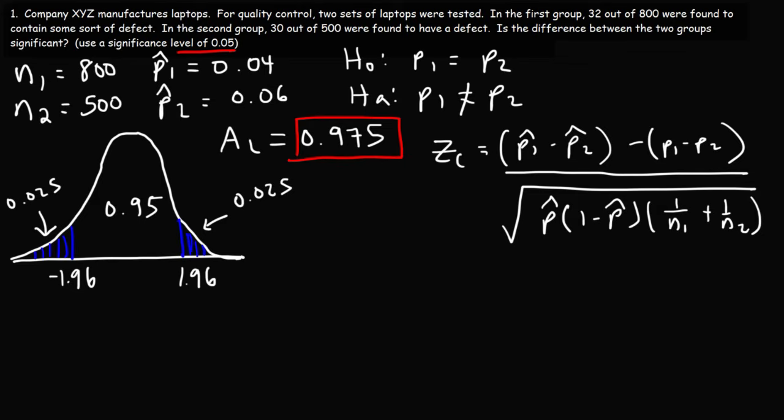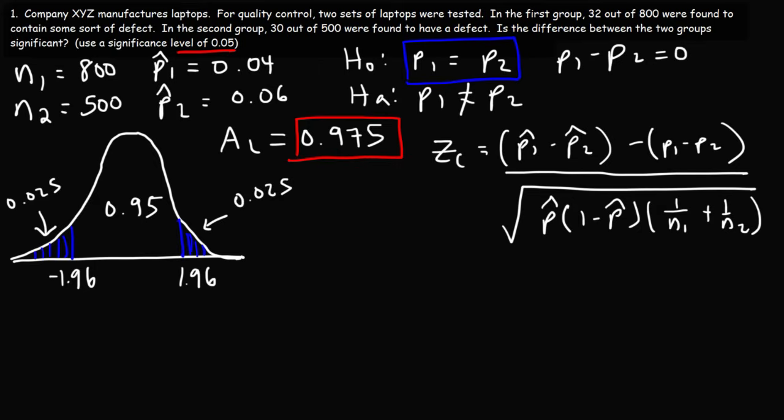Now, notice that based on the null hypothesis, p1 is equal to p2. So if we move p2 to the left, we get this expression: p1 minus p2 is 0. So this part here, we can replace with 0.